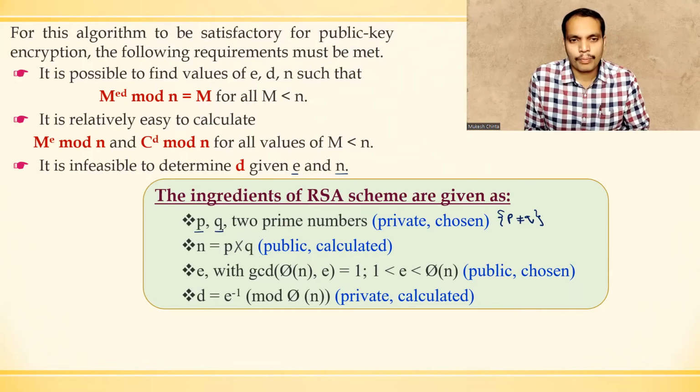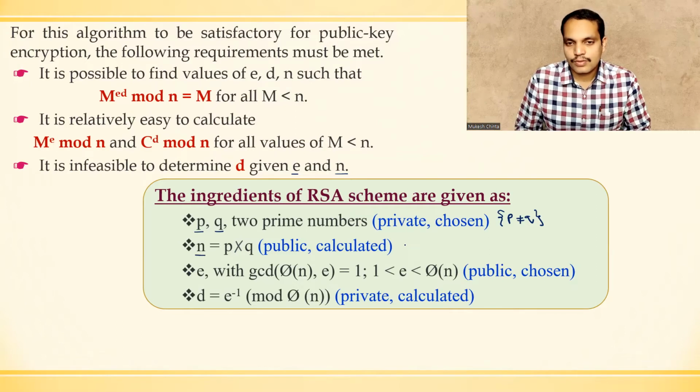Okay. So P and Q are two prime numbers which are private. You do not disclose P and Q to anyone. You choose P and Q. After that, you calculate N. N is nothing but P into Q, which is public, and you share N with everyone. There is no problem. N is part of your public key.